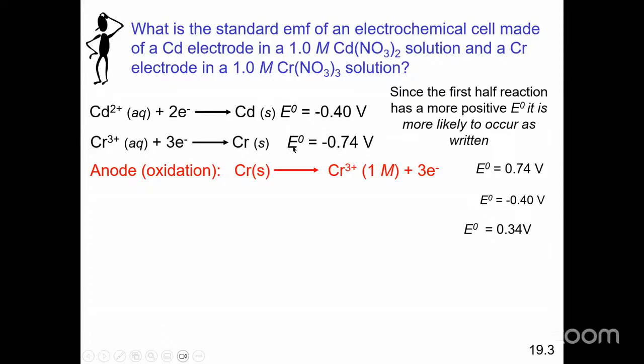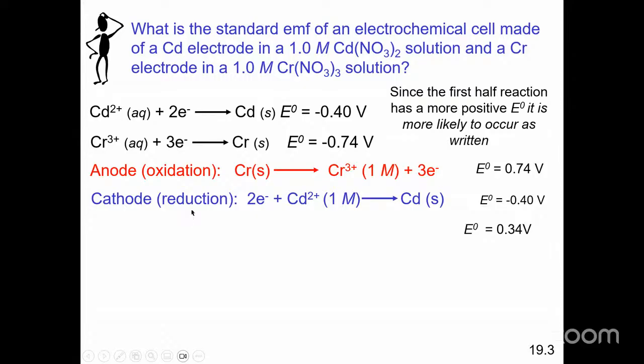So basically, the two reactions that would take place would be this reaction here, which is as a result of flipping this, and this reaction here, which will remain the same because its EMF value is higher compared to that one. So that would be the reduction half reaction. And then you add these two together.